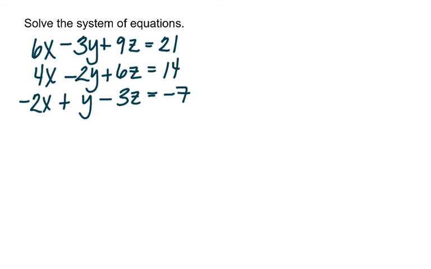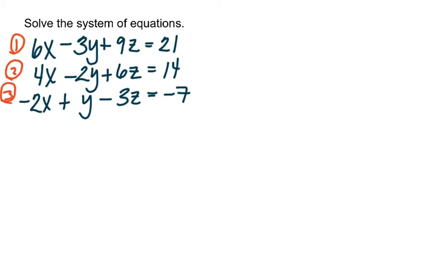So we have a 3-variable system of equations that we want to solve. We want to solve this algebraically. So I'll go ahead and label my 3 equations, equations 1, 2, and 3, just so I can stay organized in my work. So I want to put two of these equations together and use the elimination method to eliminate a variable. And again, it's up to you which variable you choose to eliminate first.